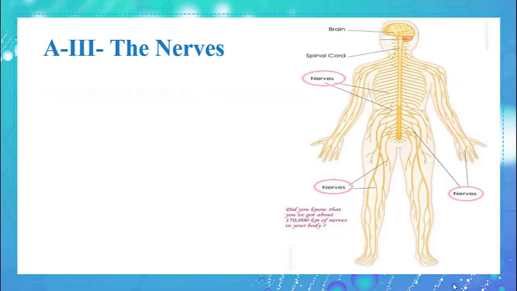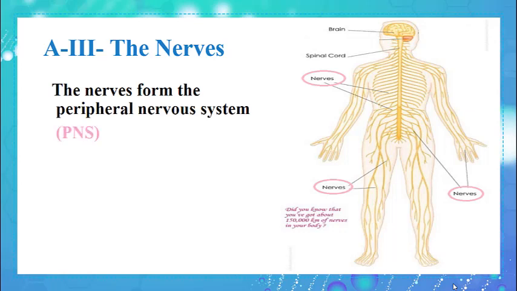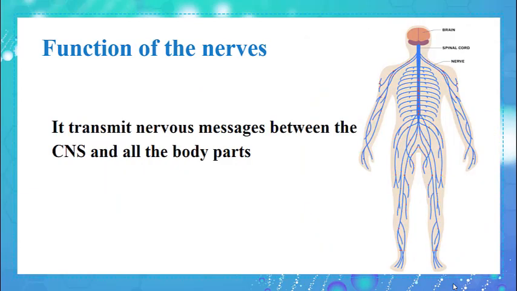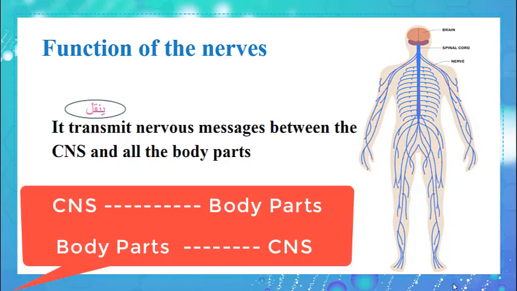Now, let's move to the peripheral nervous system, which consists of the nerves. Your nerves are located in your whole body. The nerves transmit the nervous messages between the central nervous system and all the body parts. Some nerves carry messages from the central nervous system to body parts, and other nerves do that in the opposite direction. This means from the body parts to the central nervous system.